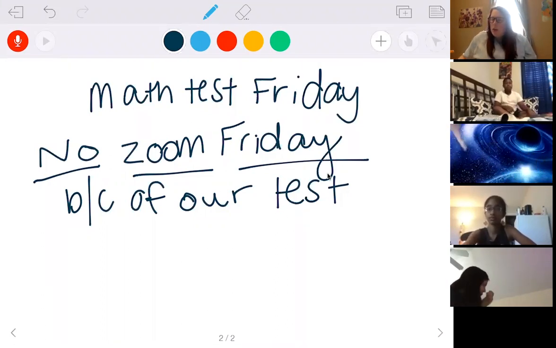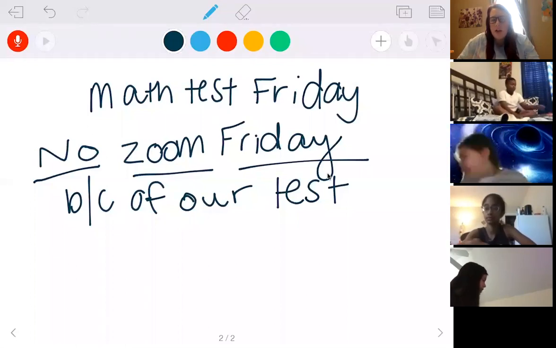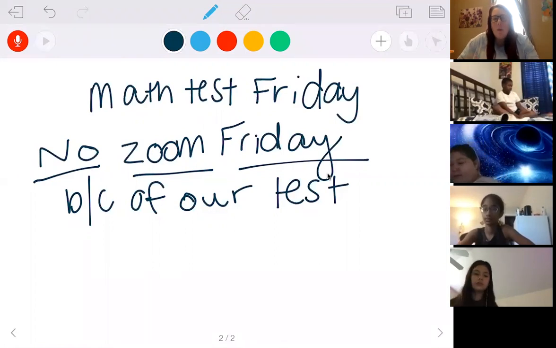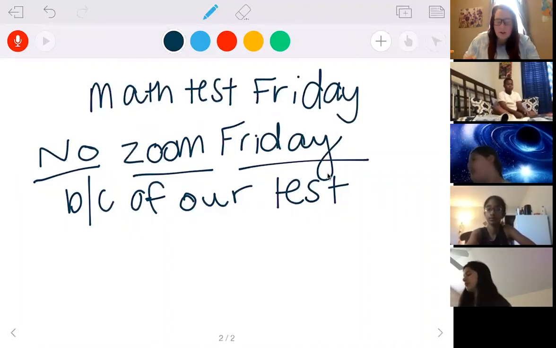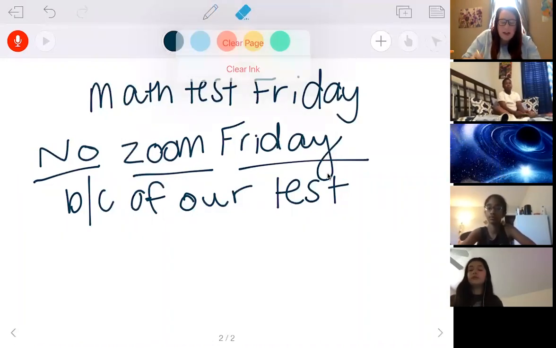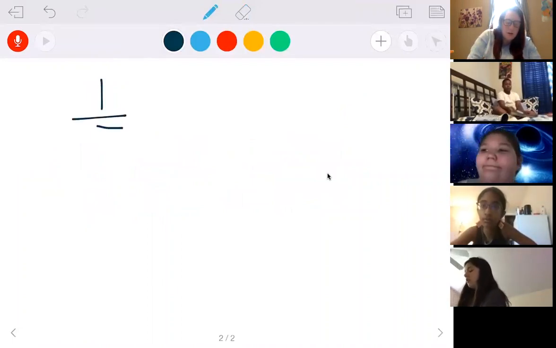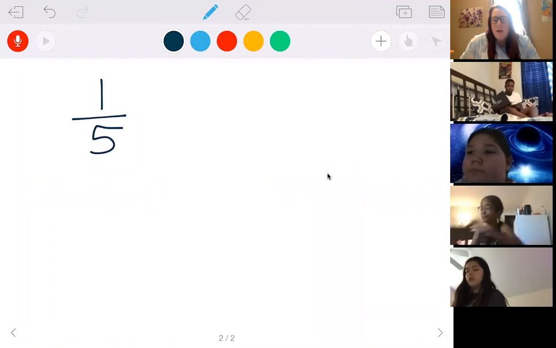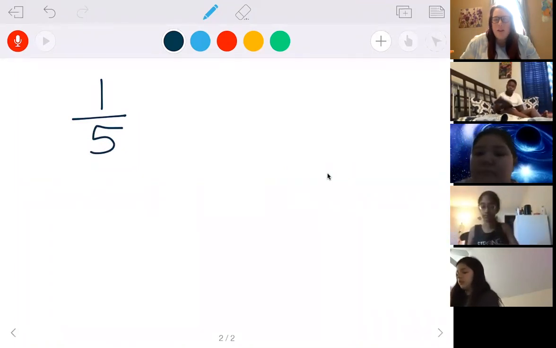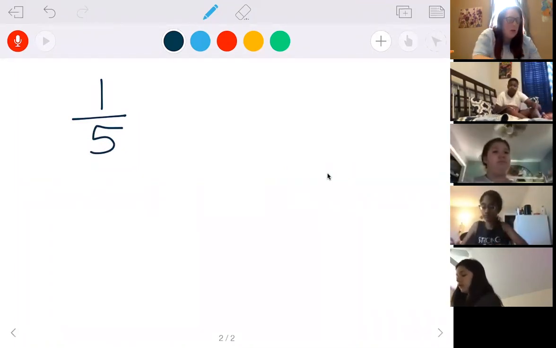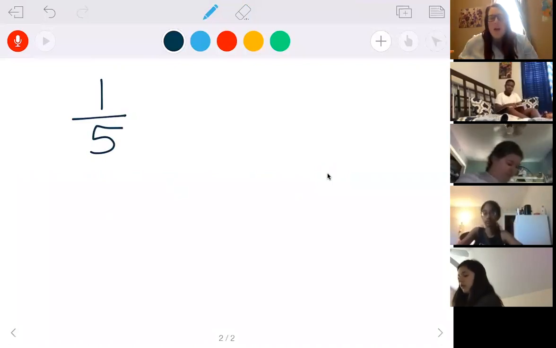So what we're going to do is kind of review some stuff. After your Zoom today, I'm going to unlock your assignment, which is review of all kinds of division. What we'll do now is kind of review some of each lesson so you're ready on Friday and you're ready for today. So the first thing I want you to do is write the reciprocal of 1/5. Write the reciprocal of 1/5 on your paper, your journal, or in your head or whatever.